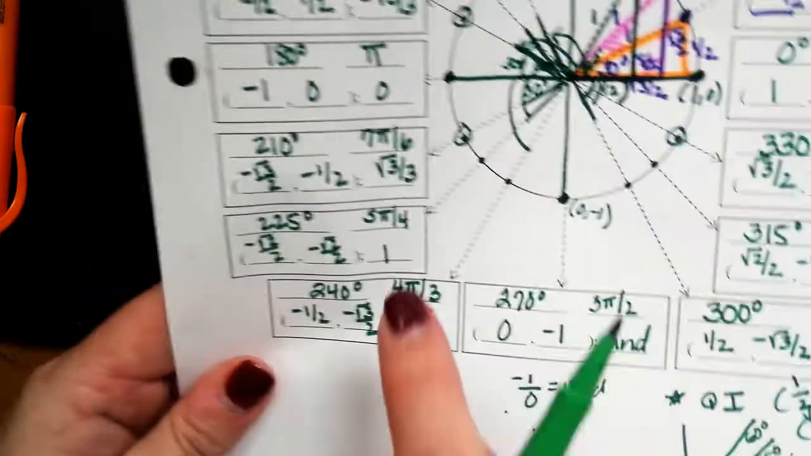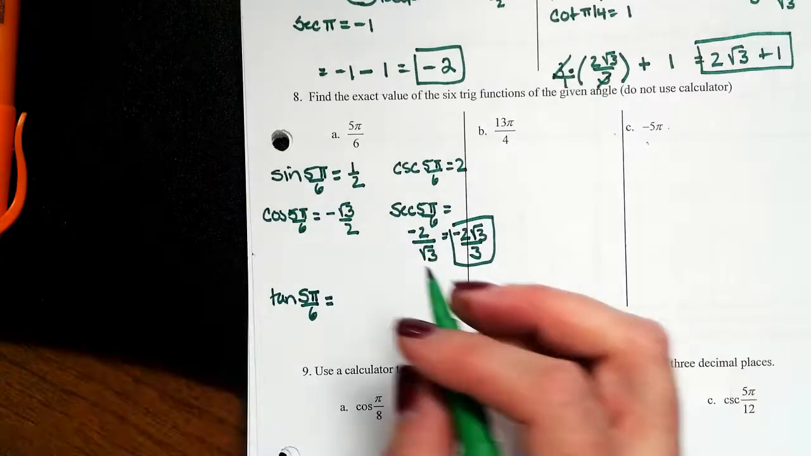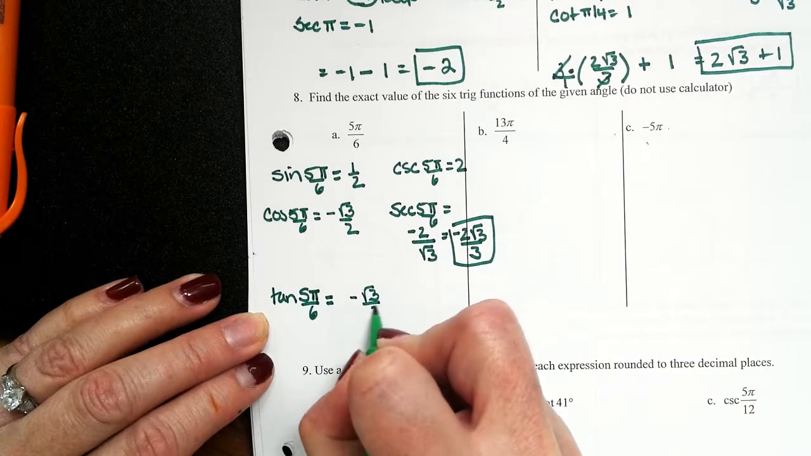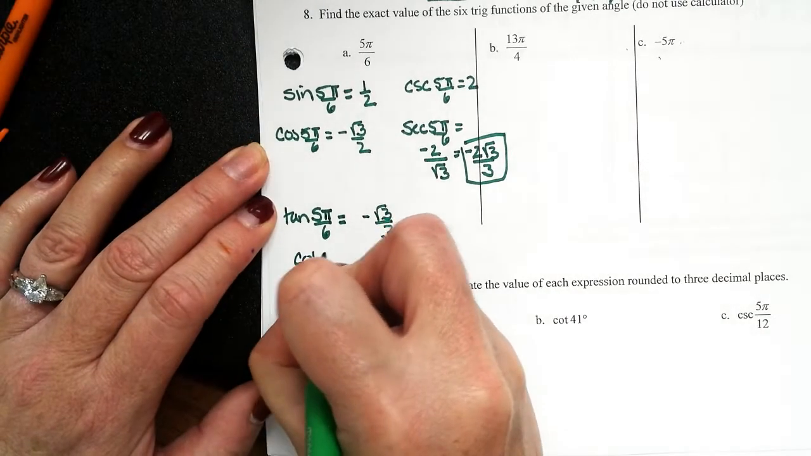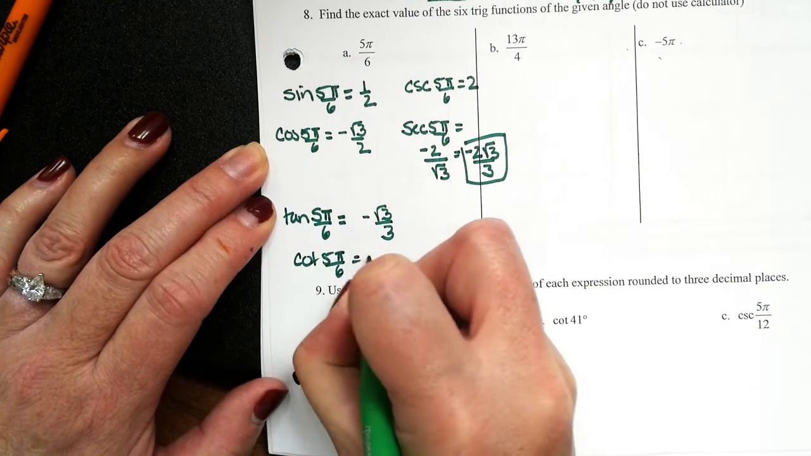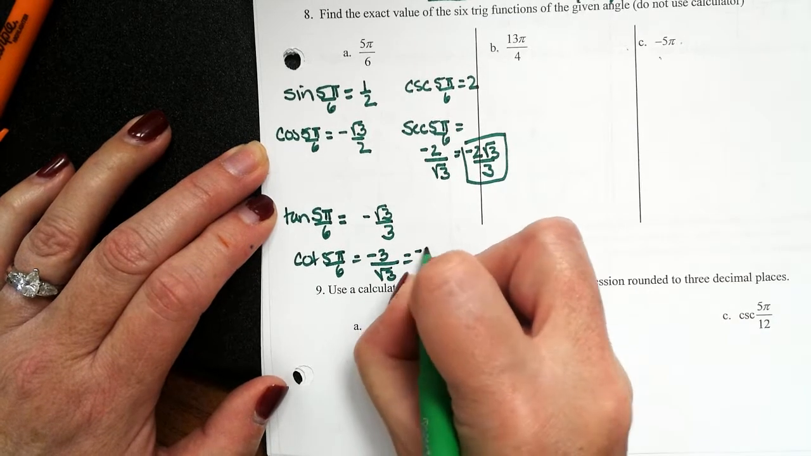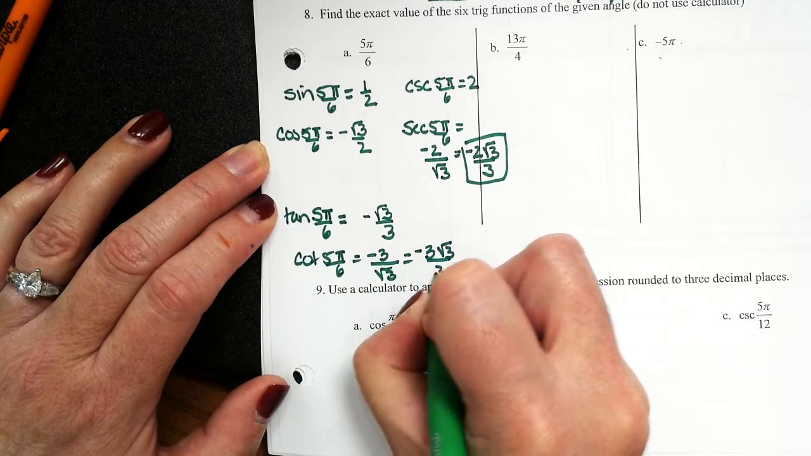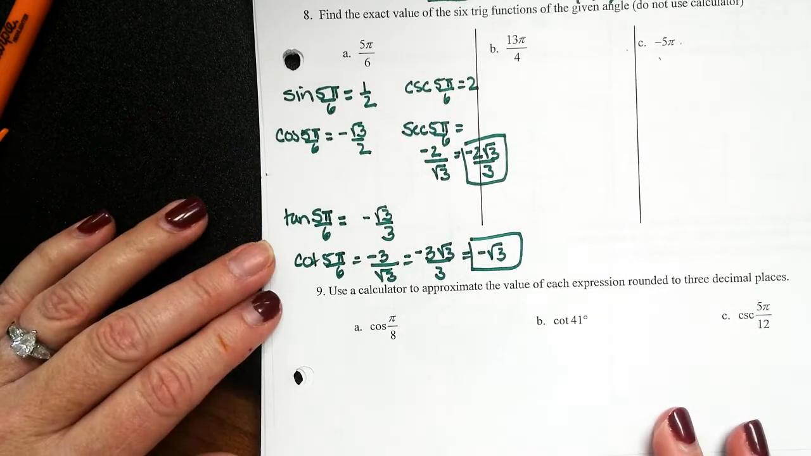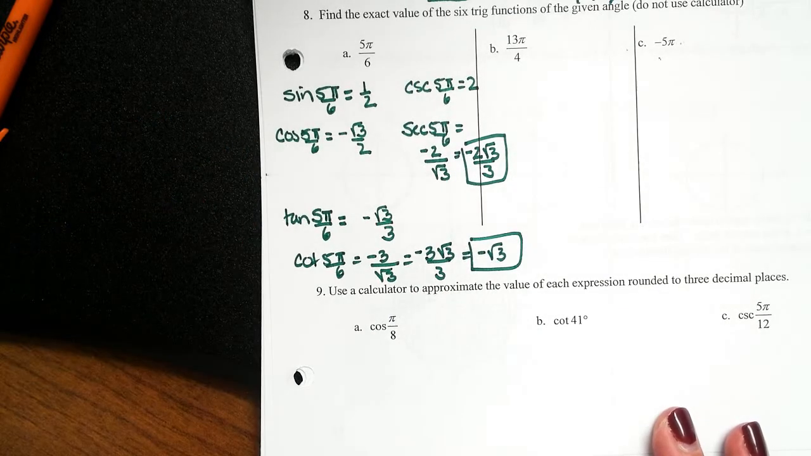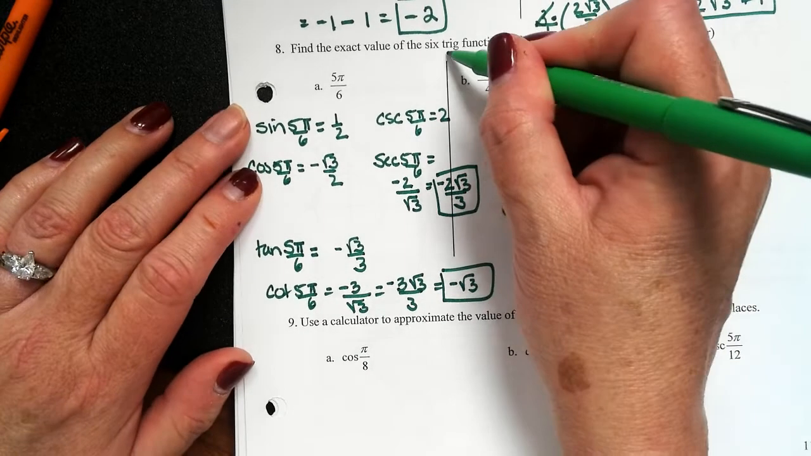So we already found at 5 pi over 6, the tangent is negative square root 3 over 3. So then the cotangent of 5 pi over 6, I'm going to flip this fraction. And again, when I rationalize, that's going to give me negative 3 square root 3 over 3, or just negative square root 3. So that's how you can find the value of all 6 trig functions using your unit circle.